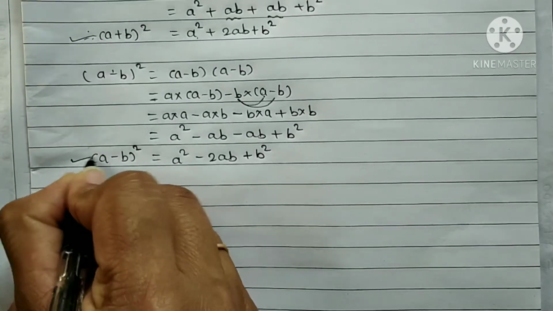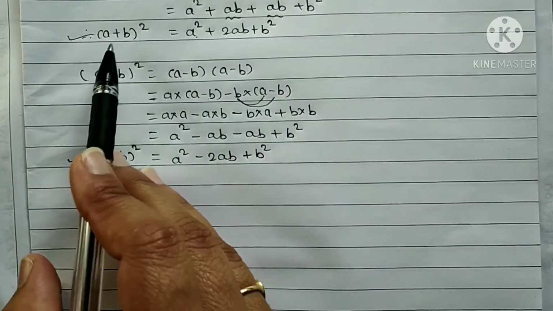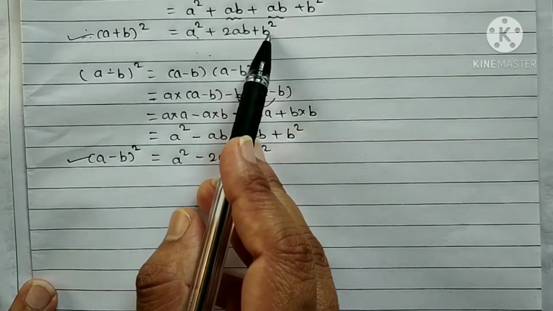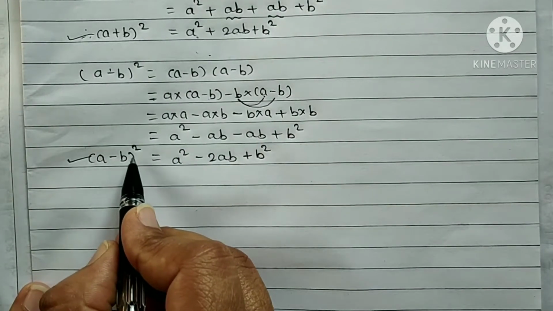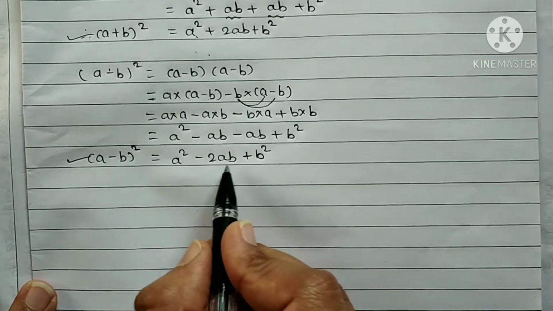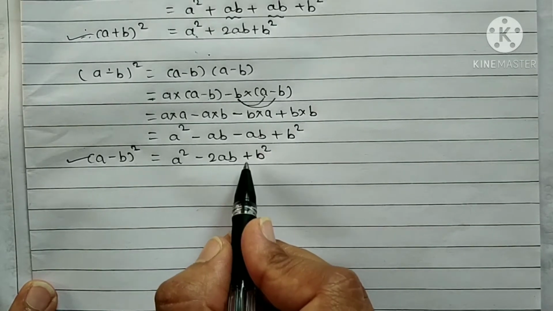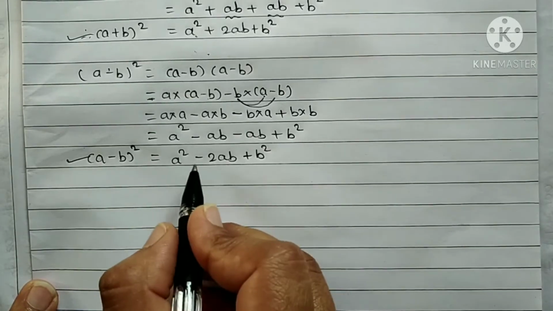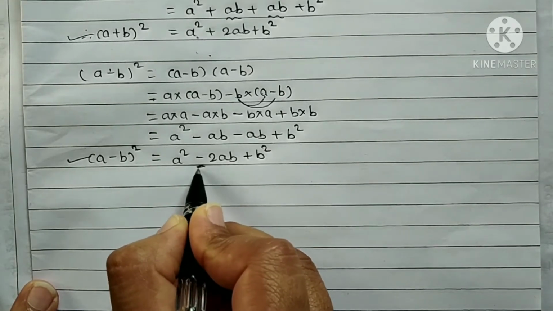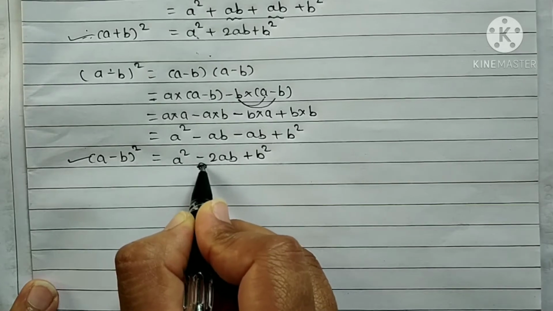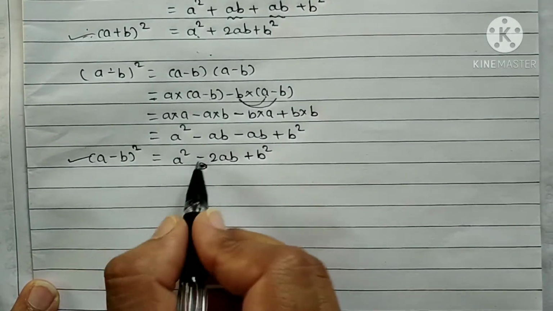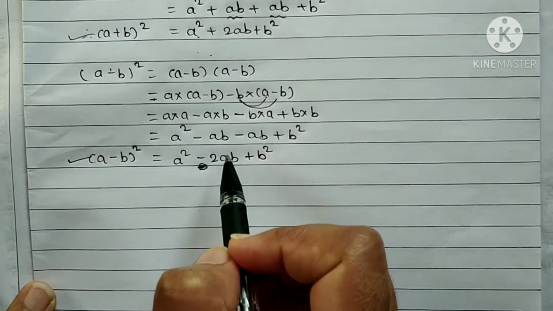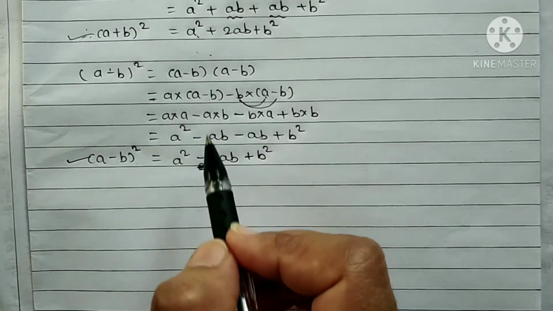Okay, remember this formula. (a plus b) whole square is what? a square plus 2ab plus b square, and (a minus b) whole square is a square minus 2ab plus b square. Here the only difference is that the second term is in subtraction form. So remember these two formulas. This is useful when we solve examples in Practice Set 50.